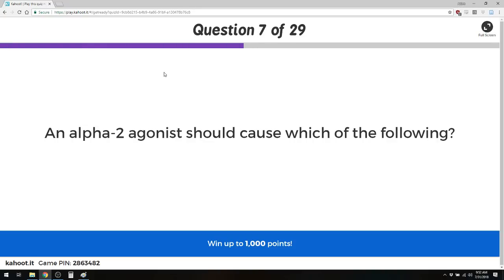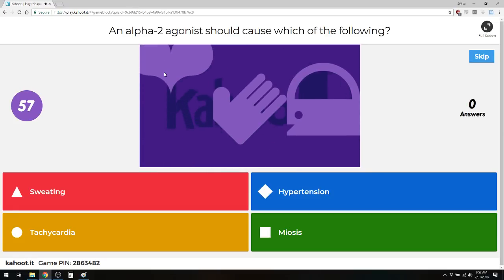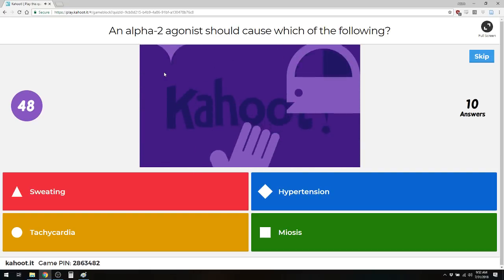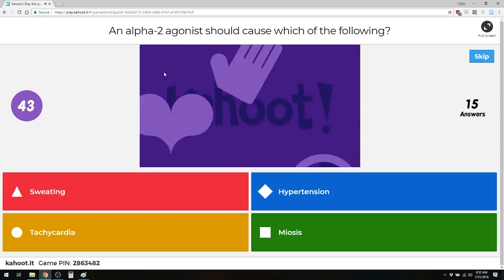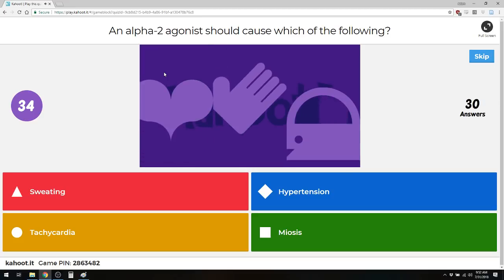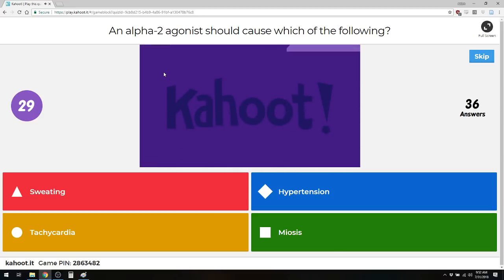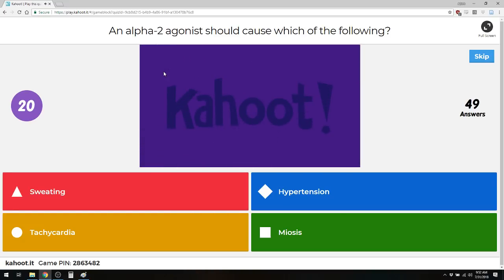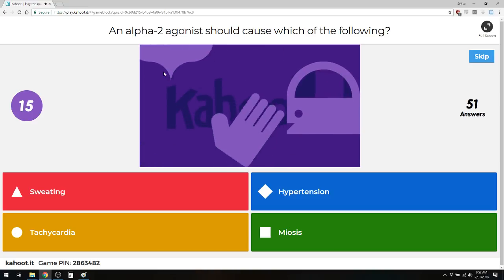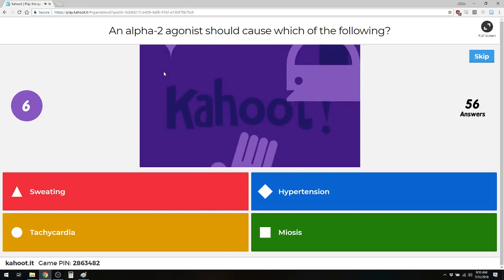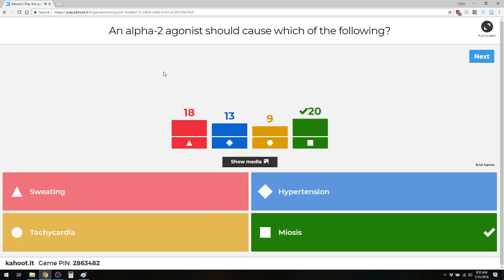An alpha-2 agonist should cause which of the following? Sweating, hypertension, tachycardia, or miosis? Got to think back, where are the alpha-2 receptors actually, where do they reside? Okay, so let's think about where the alpha-2 receptors predominantly lie.